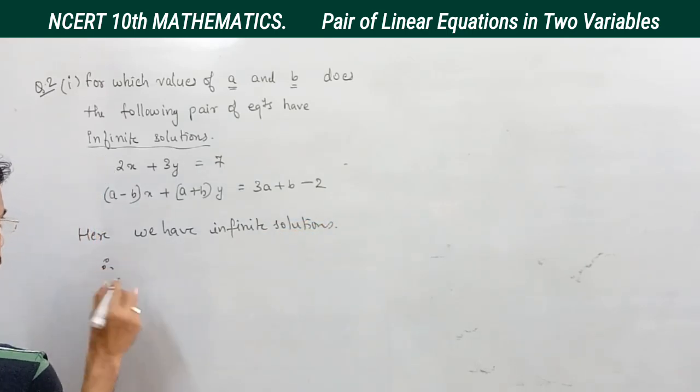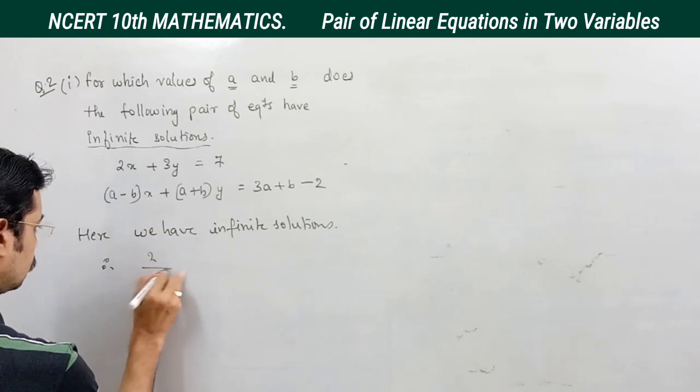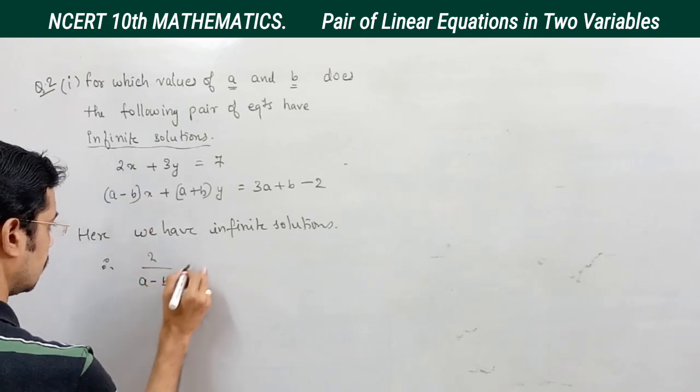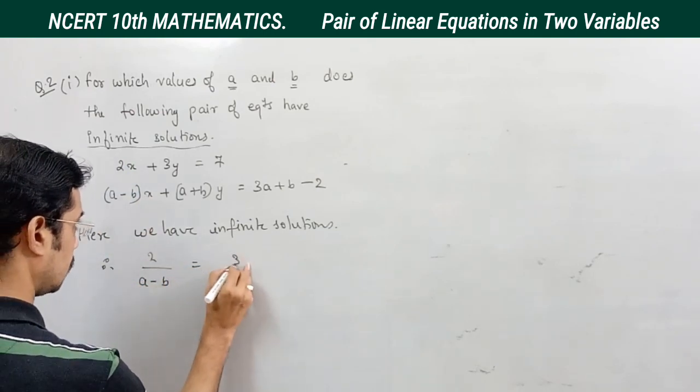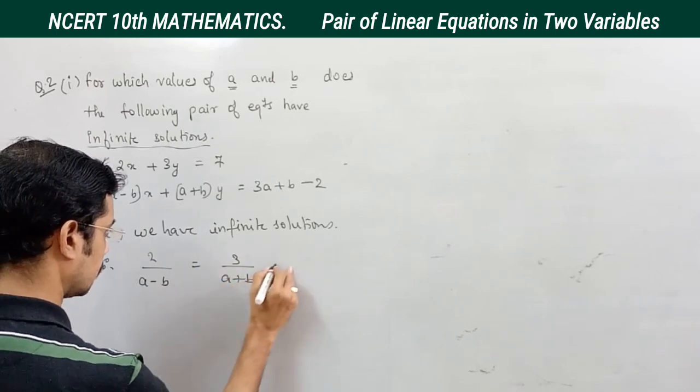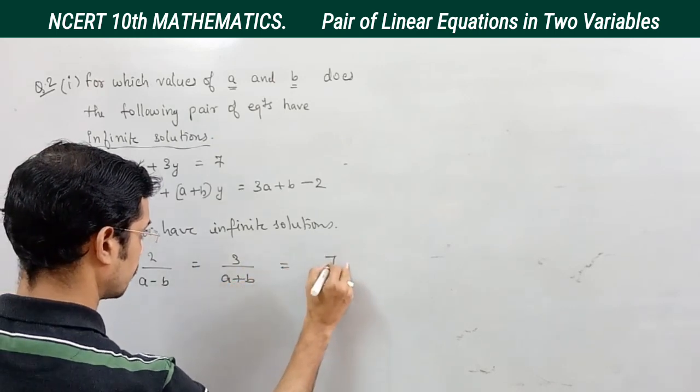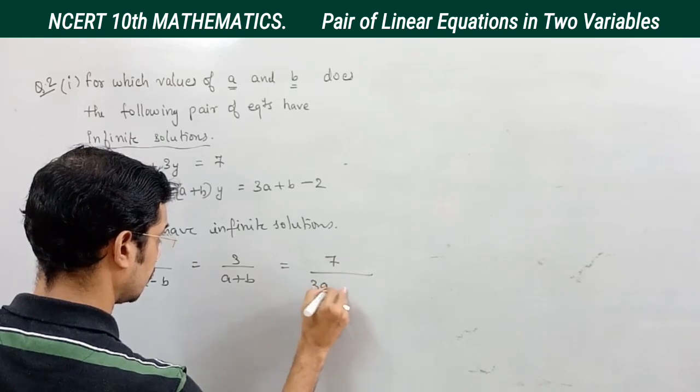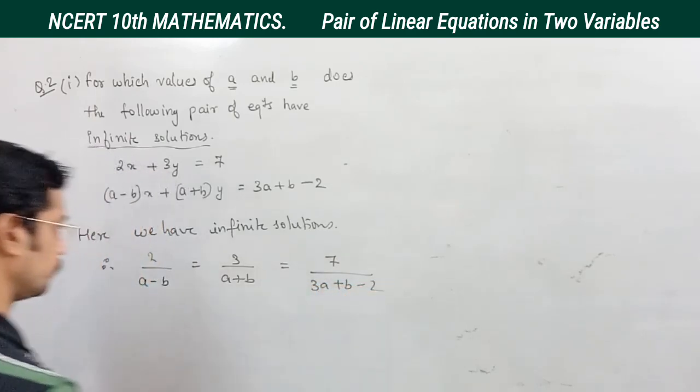Therefore we can say that 2 by a minus b will be equal to 3 by a plus b will be equal to 7 by 3a plus b minus 2.